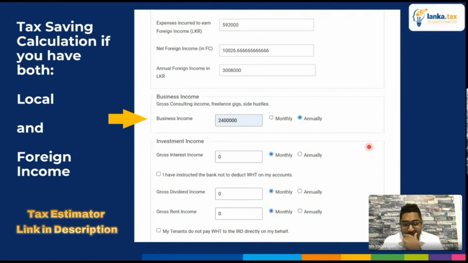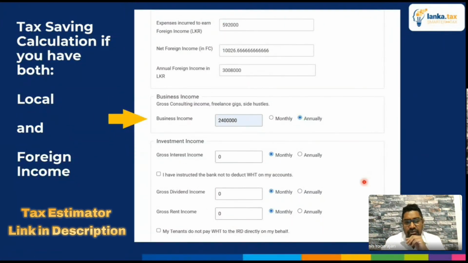Cool. Now, if you have interest income and that sort of thing, you can put in your gross interest income. You don't have to worry about deducting the 10% that would have been taken and all that. It's too painful. Just put the gross amount, right? And we'll take care of that.